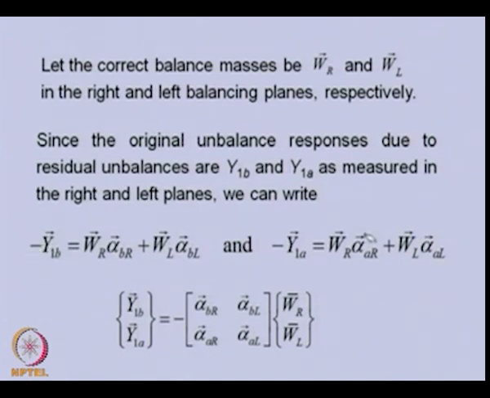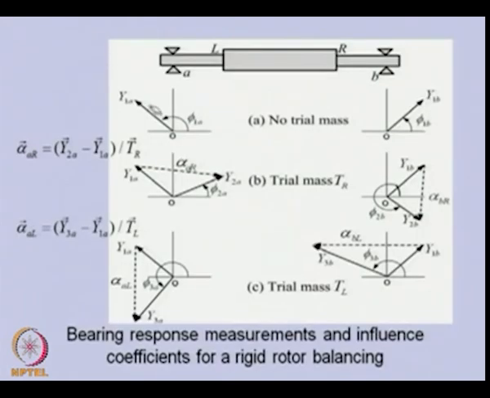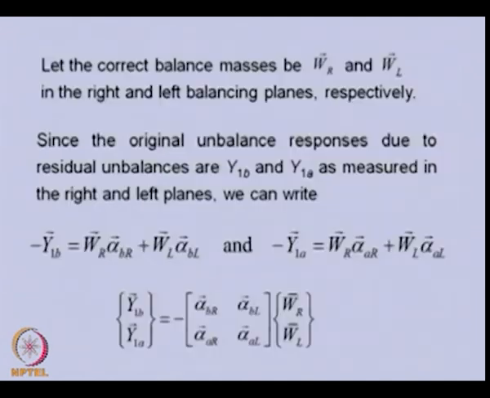Similarly in plane A, if we multiply these two correction mass unbalances with the influence coefficients alpha AR and alpha AL, this should give a vibration equal and opposite to y1A, which corresponds to residual unbalance. So they nullify each other and we have net displacement as 0. Now we have two equations with two unknowns, basically WR and WL. These two equations we can write in a matrix form like this.